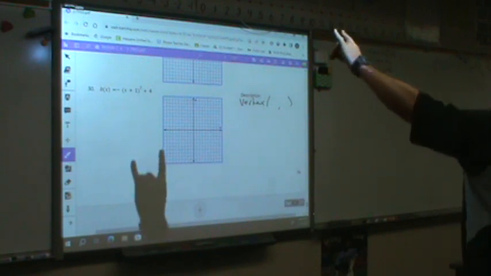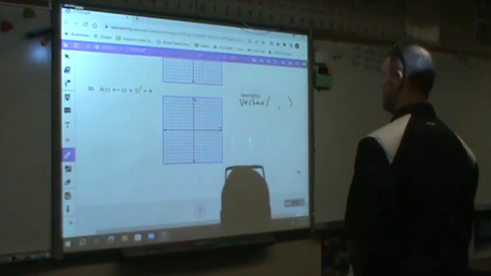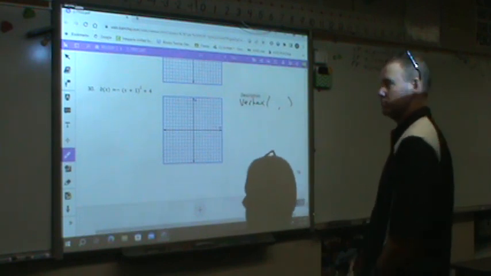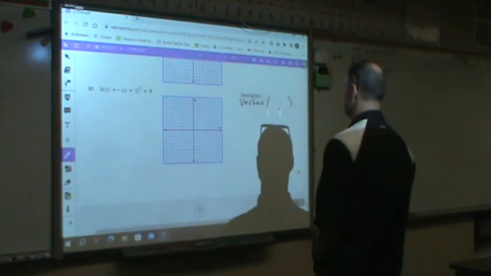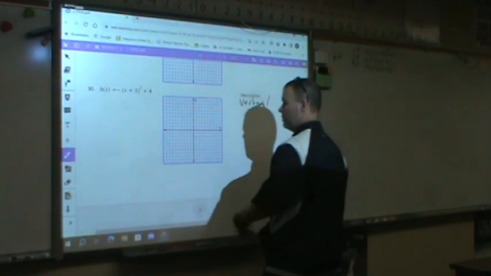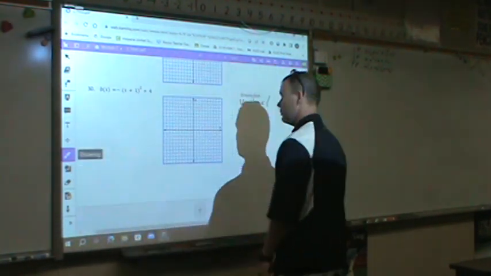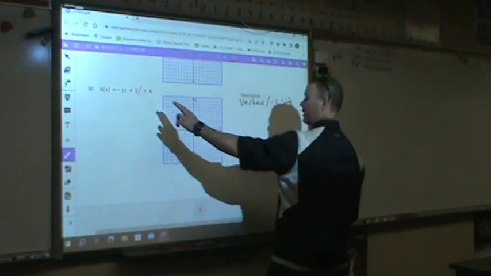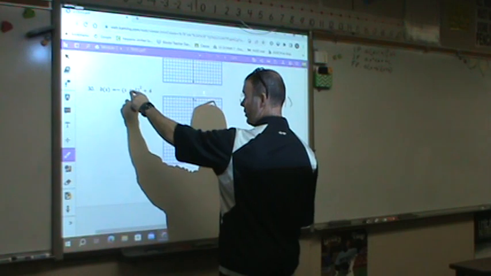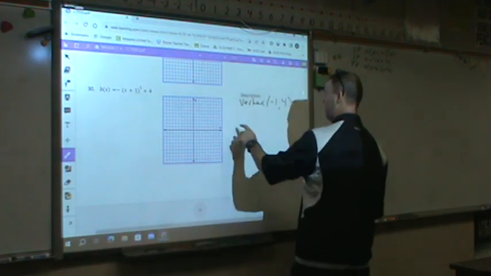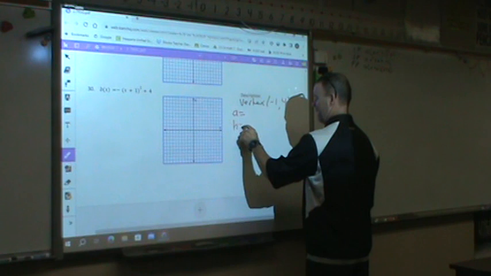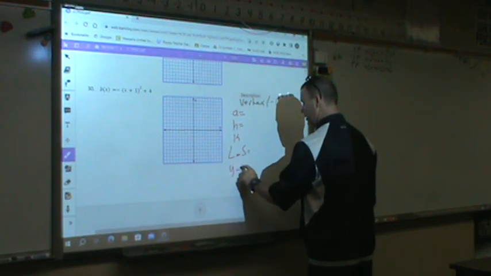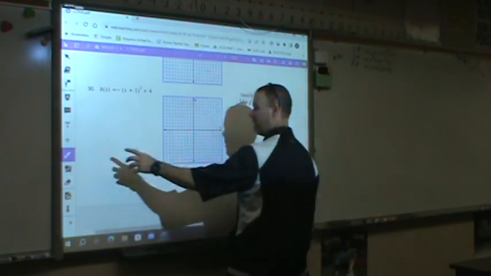What's the vertex? Study the problem and see what the vertex is. Anyone? Not 1 and 4. Negative 1, 4. Okay, remember, it's always x minus, so if it's a plus, that 1 is actually negative. Identify a, h, k, my line of symmetry, and the y-intercept. Those are the things I wanted us to cover.